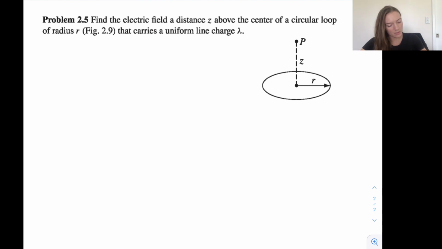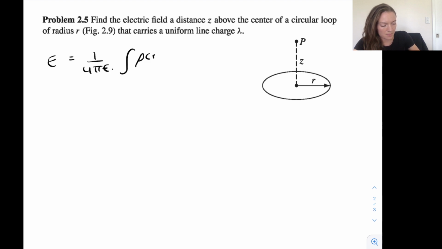Okay, so this is problem 2.5. Find the electric field, again, a distance z above the center of a circular loop of radius r that carries a uniform line charge of lambda. All right, so first things first, let's write down our formula for finding the electric field. Okay, and then let's write down what we know.